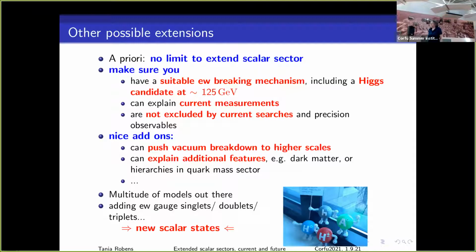Now, of course, there's a multitude of models out there, and if you're concentrating again on the scalar sector, what you can do is add as many as you want: gauge singlets, doublets, triplets, and so on, and this leads to new scalar states. So here's an example of the scalar sector for two Higgs doublet models.